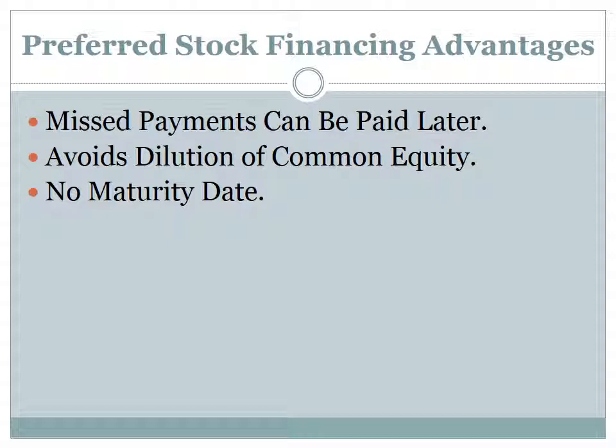Another advantage is it avoids dilution of common equity. So again, if you didn't want to issue new common stock, another reason might be that you just didn't want to dilute your earnings per share anymore. Preferred stock does not do that. And finally, there's no maturity date associated with preferred stock, although almost all preferred stock is callable, and they call it in at some particular time, at which time you'll receive the par value of the stock again.